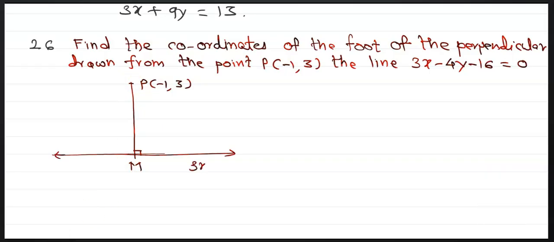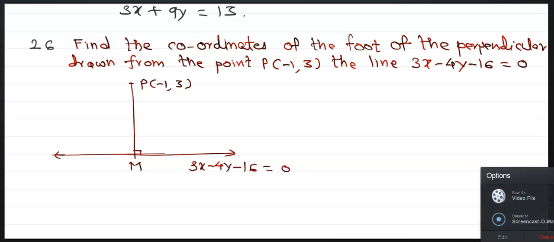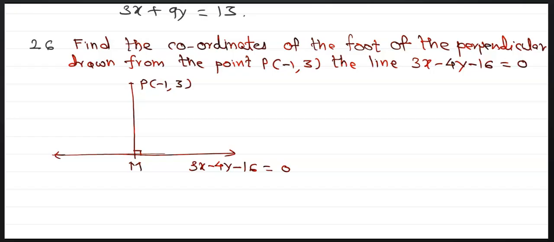Therefore, PM is perpendicular to 3x minus 4y minus 16 equals 0. M is the foot of the perpendicular. Now we want to find the point of intersection, the point M. Therefore, solve these two. First of all, we will form the equation PM. Now, see this here. To form the equation of PM, we need PM is perpendicular to AM.